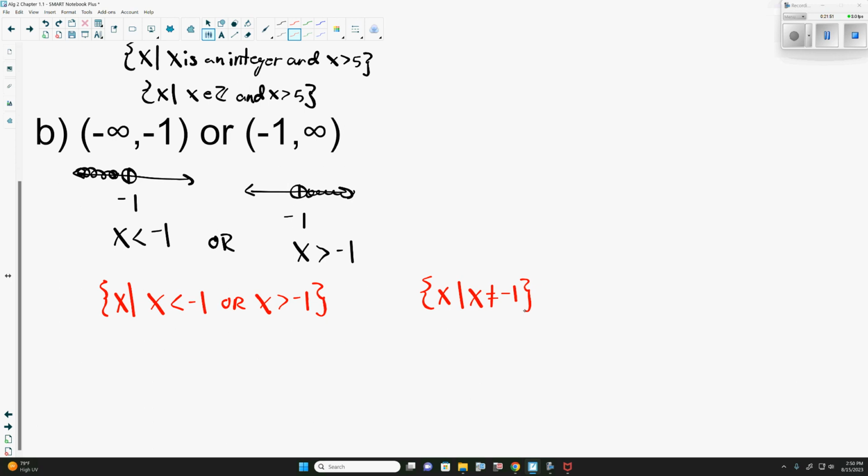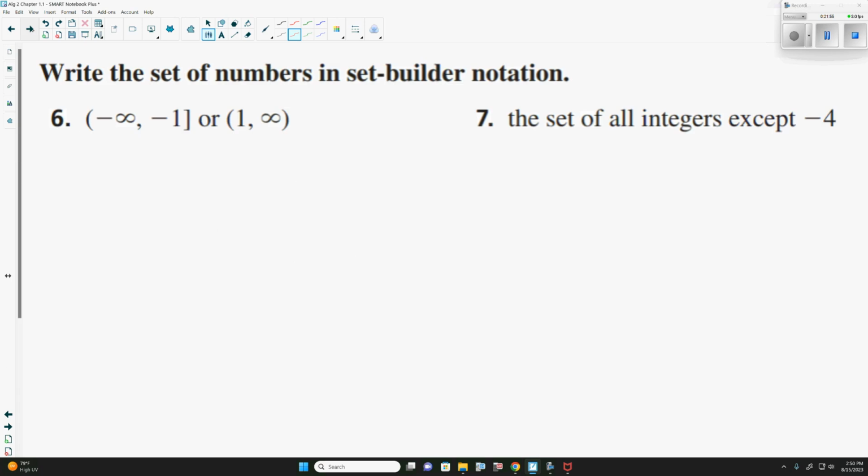We ready for the next one? We'll look at another one just like this. Is number 6 the exact same as the last one? No, because we have now -1 and 1. And there's also a bracket on -1. So there is a massive gap between -1 and 1, so we can't just say it's not equal to one of them.